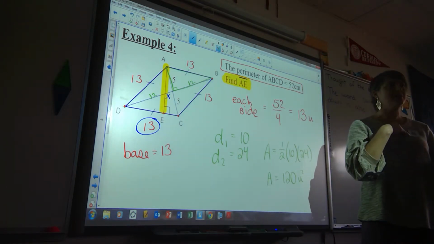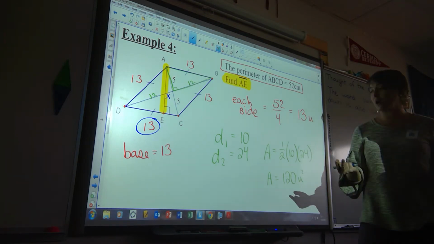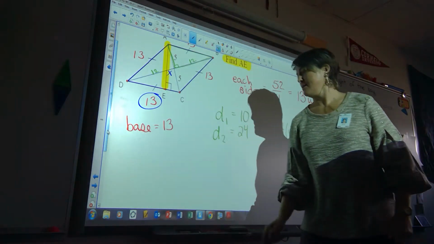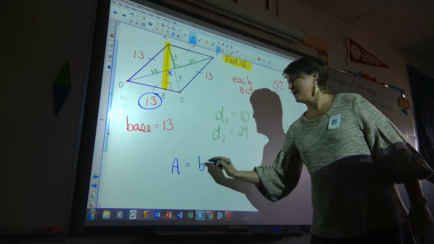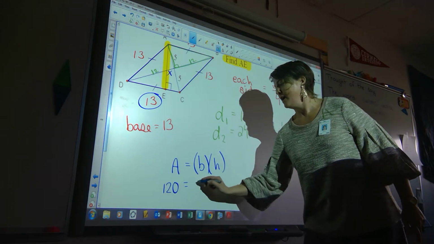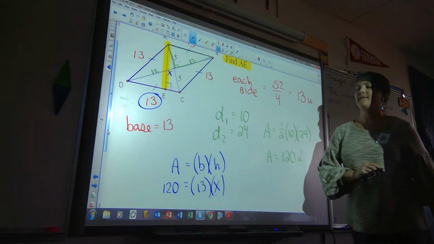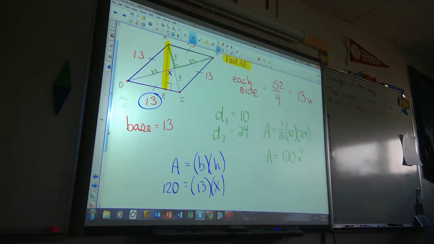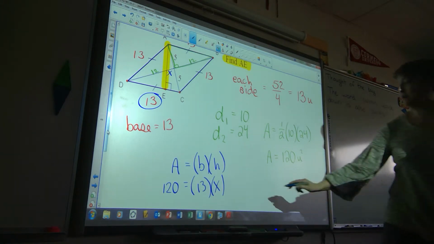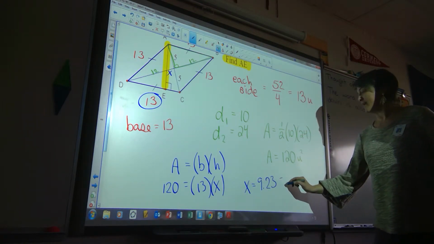I can use base times height. I can now switch formulas, right? Because I know I have 2 formulas that work, and I now know the area. So area is base times height. I'm going to have 120 here. I know my base is 13. I called my height x. And now I can figure that out. So 120 divided by 13, 9.23. So that's what AE is.